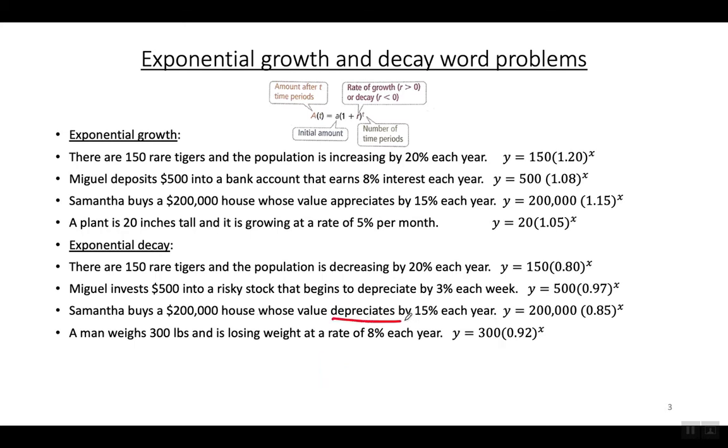Over here, depreciating by 15%, it will be 85%, which you write it as 0.85. Okay? 85% que se escribe 0.85. If it's going down, losing weight at a rate of 8% each year, that will be 100% minus 8% is 92%, which you write 0.92. Ok, si está bajando por 8%, 100% menos 8% sería 92%, que se escribe como un decimal 0.92.